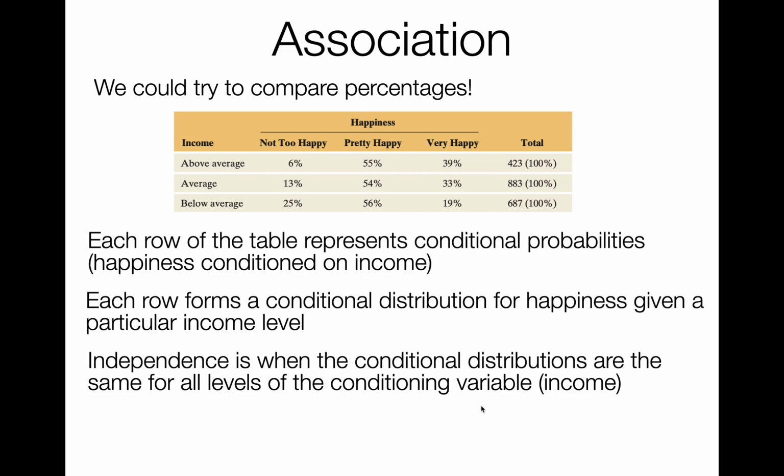If the variables were independent, then the conditional distributions across all levels of income, for this case, would be the same. Okay, and so we see that they're not. If they were the same, the percentage of people who said not too happy for each income level would be the same. The percentage of people who said pretty happy across all income levels would be the same, and so on and so forth.